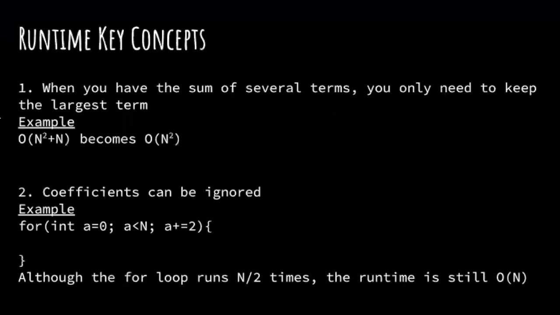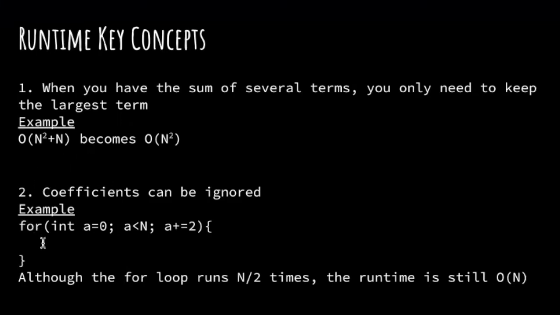So here are some key concepts. So first, when you have the sum of several terms, you only need to keep the largest term. For example, if you had big O of n squared plus n, that's basically the same as big O of n squared, because n squared is a lot bigger than n, so n squared and n squared plus n don't have such a big difference, and so therefore you can remove the n because that would make it easier to read. And second, coefficients can be ignored.